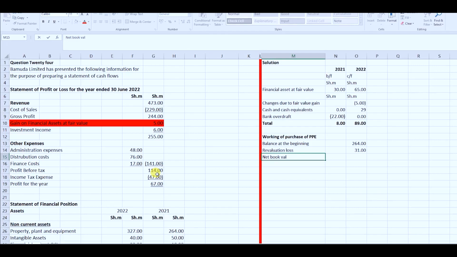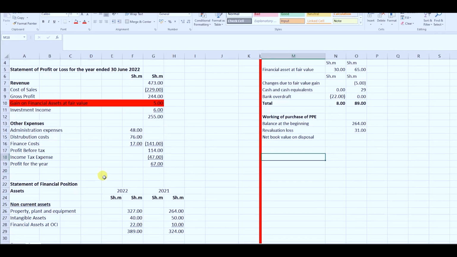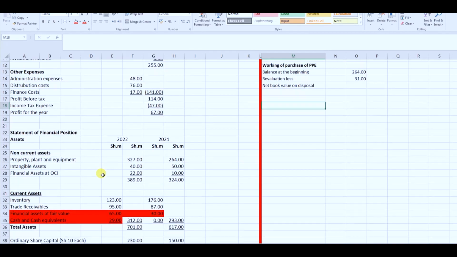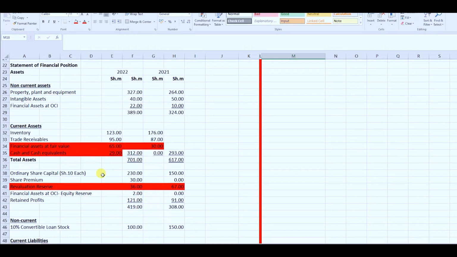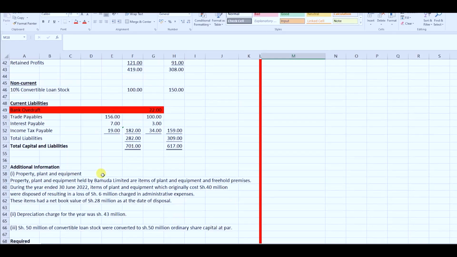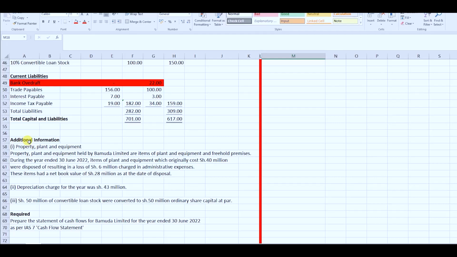Value on disposal. So the net book value on disposal, we get it from the balance sheet. We should be able to get it from over here. Net book value on disposal, we can see it under the additional information.